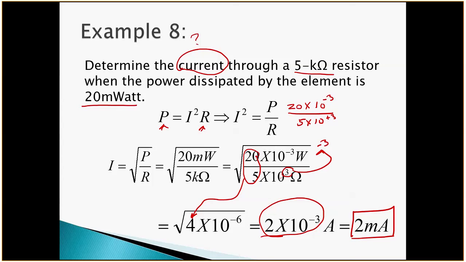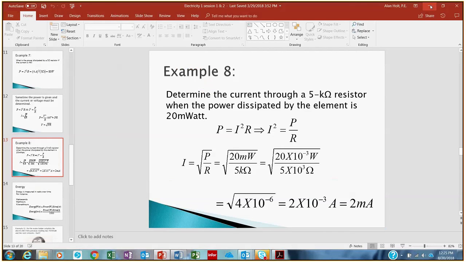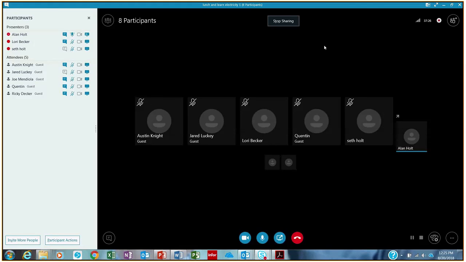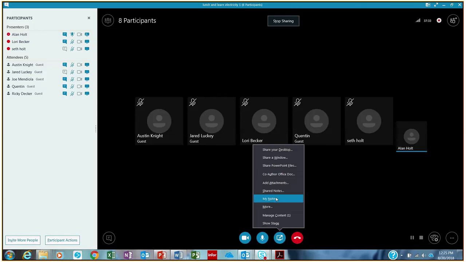So that's the end of the lecture today. And so I want to spend the rest of the time actually working some of the homework problems if we can. So I'm going to put this down back where I had it. And I see I've got a few more people in here. Okay. And I'm going to go to my whiteboard.